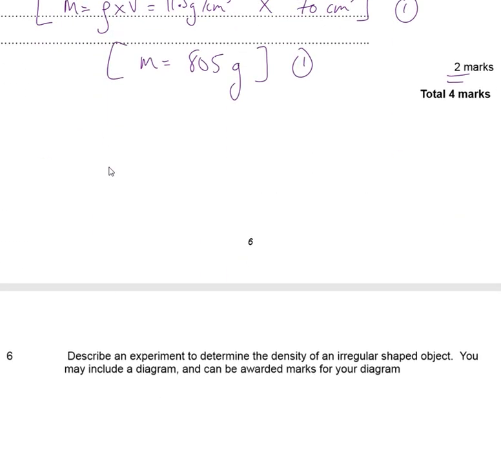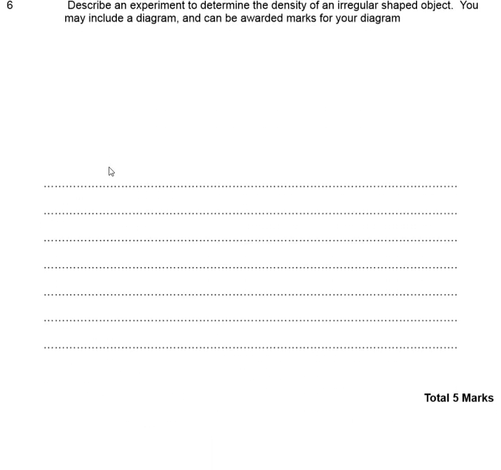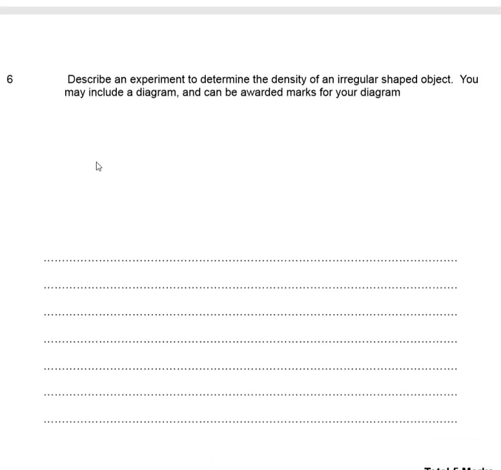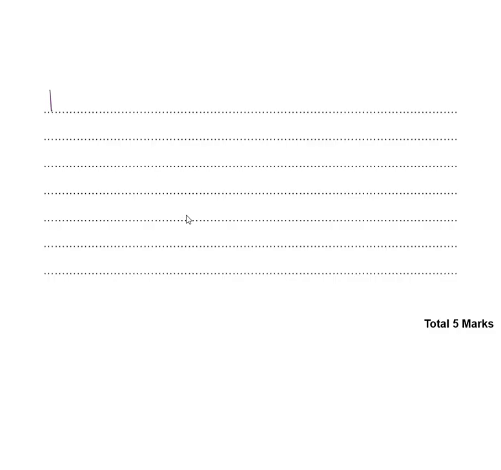Now the next one, we're going to be using an experiment to work out the density of an irregular object. Okay, so now let's take a look. First of all, the equation. So what equation do we need? The equation is density equals mass divided by the volume. So if you want to write this down in equation form, density is mass divided by volume.